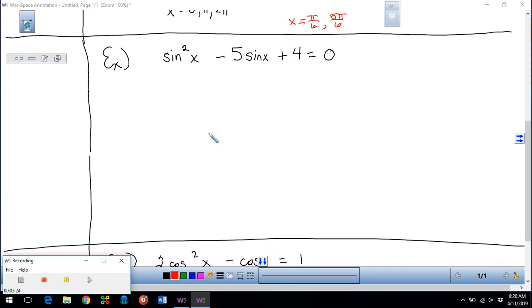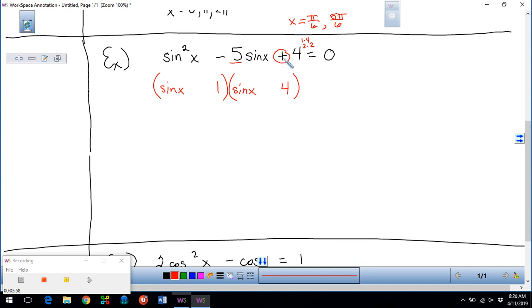Okay, second example. Sine squared x minus 5 sine x plus 4 is equal to 0. This one you'll notice that I have a sine squared, so I'm going to be factoring this using binomial factoring. So sine squared is sine times sine. 4 has factors of 1 times 4 and 2 times 2. And we need the pair that's going to add up to equal 5, so we're going to use the 1 and the 4.